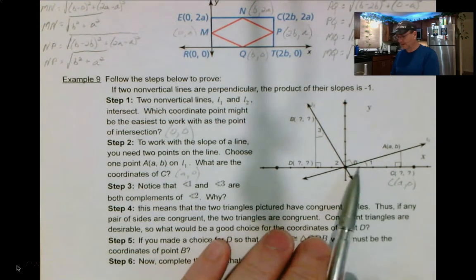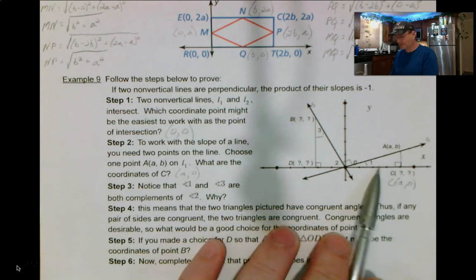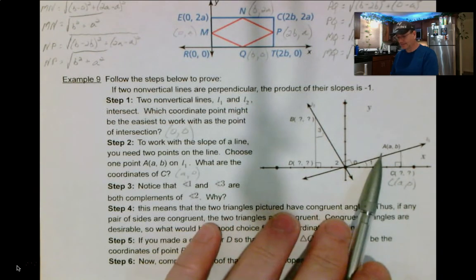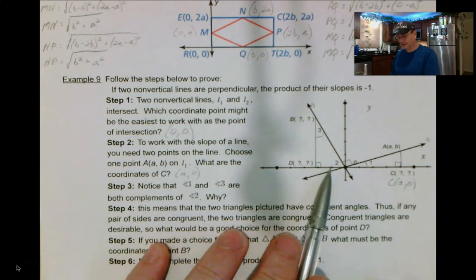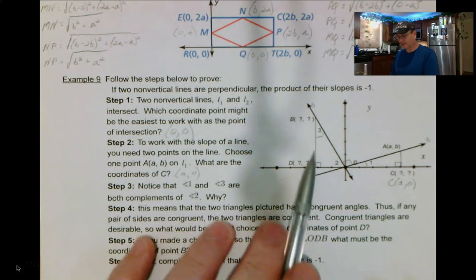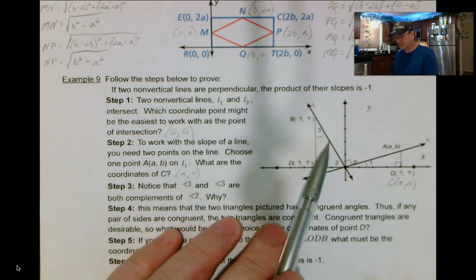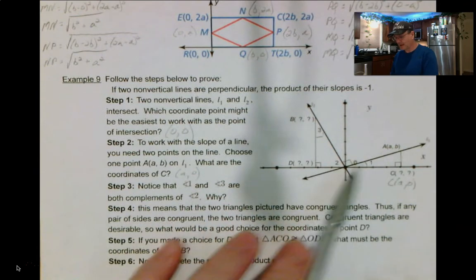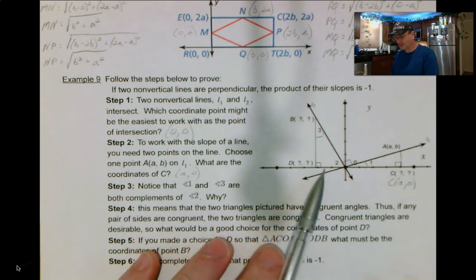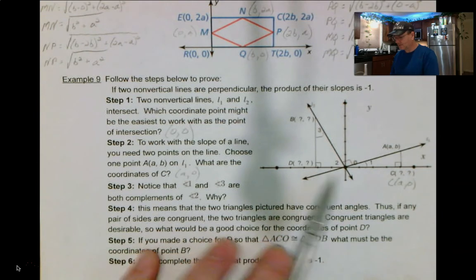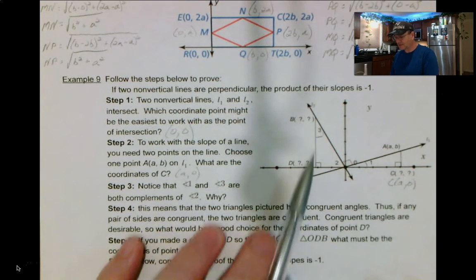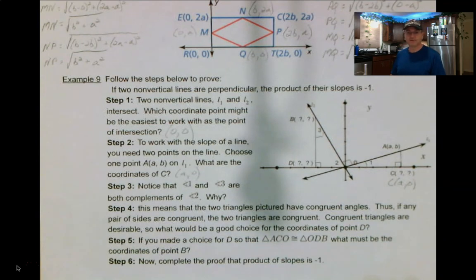then we're going to have either angle, angle, side, or angle, side, angle. Any pair of congruent sides. So if I can get BO congruent to AO, or if I can get AC congruent to DC, or if I can get OC congruent to BD, then these two triangles are congruent by either angle, side, angle, or angle, angle, side.